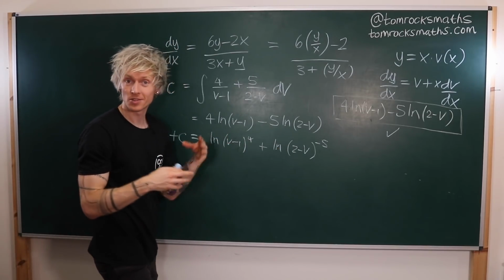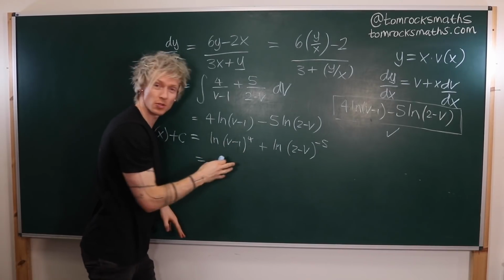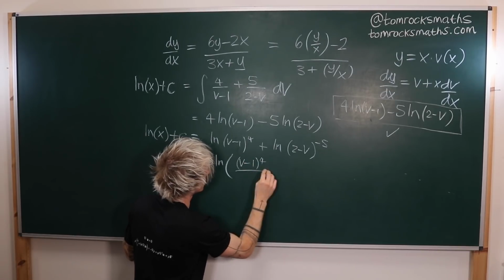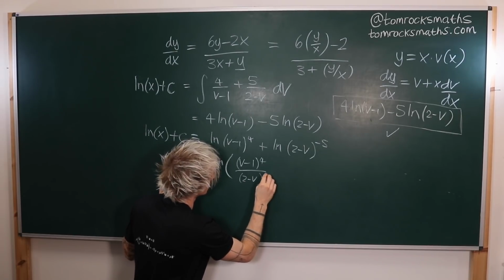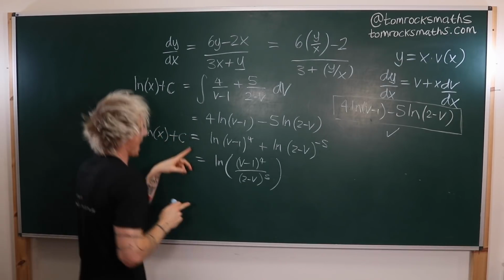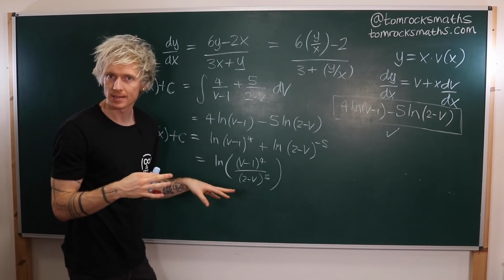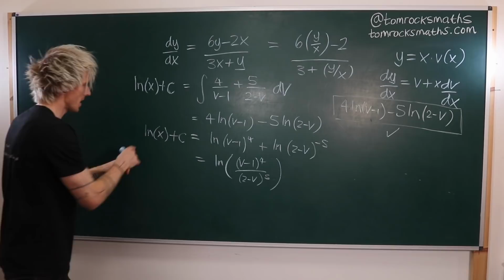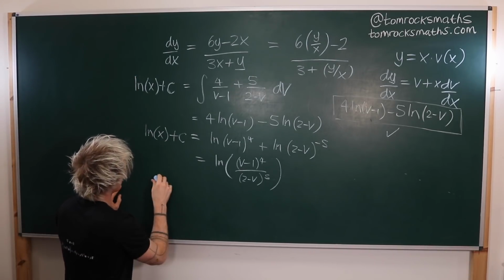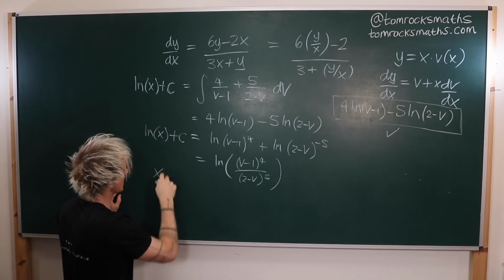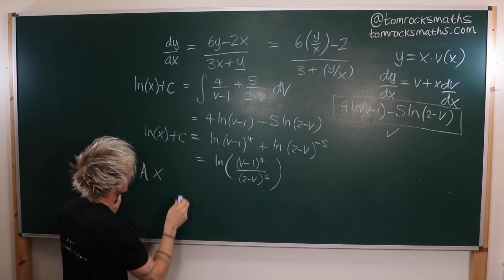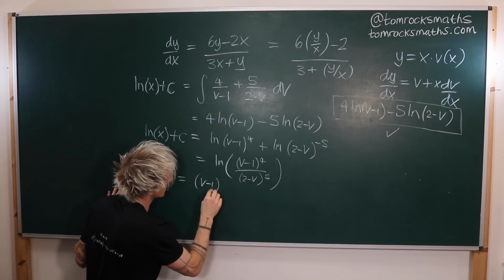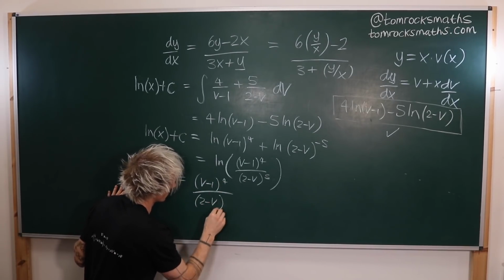Now I can combine the two logs because the sum of two logs is the log of the product. So this becomes log of (v minus 1) to the 4 divided by (2 minus v) to the 5, because that's a minus 5. And now I'm going to exponentiate both sides. So that means taking e to the power of this and e to the power of this. So the e here cancels with the log to give me just an x, and this is multiplied by e to the c, so let's call that some constant a, where I'll write here this is e to the power c, and then when I exponentiate this side, (v minus 1) to the 4 over (2 minus v) to the 5.